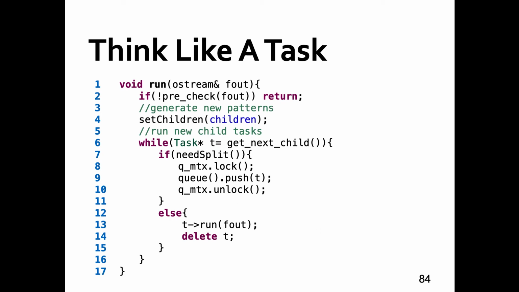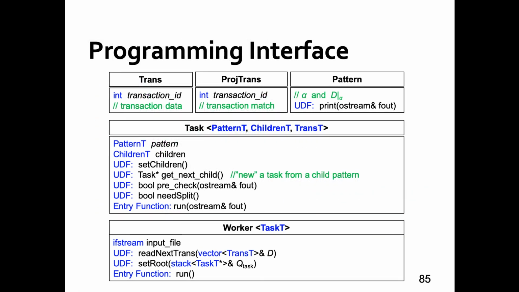We make the task queue a stack so that tasks are fetched in depth-first priority. This strategy prioritizes old tasks to minimize memory footprint occupied by the projected databases that are being mined upon. Our programming interface is shown here, where we have covered those user-defined functions of the task base class in our previous slide. There is also a worker class, which creates the initial size-1 pattern tasks and puts them into the task queue for concurrent processing, which is by the setRoot function, which is also user-defined.